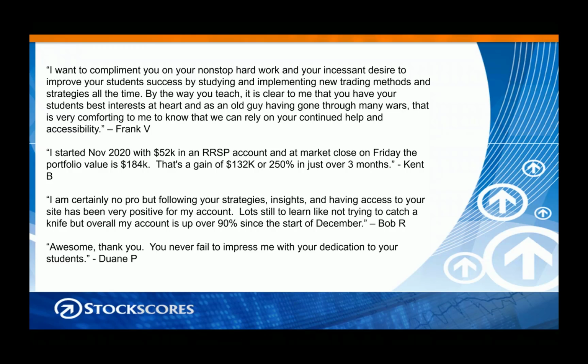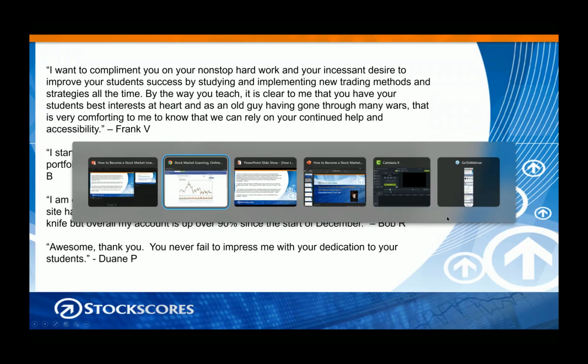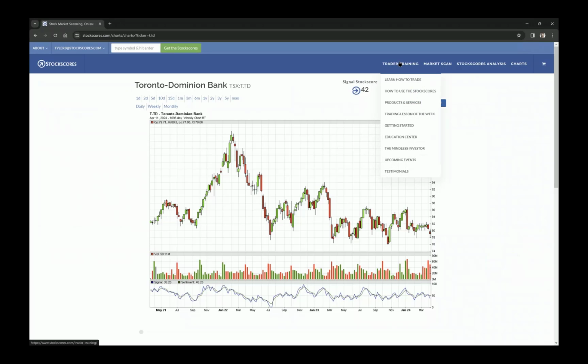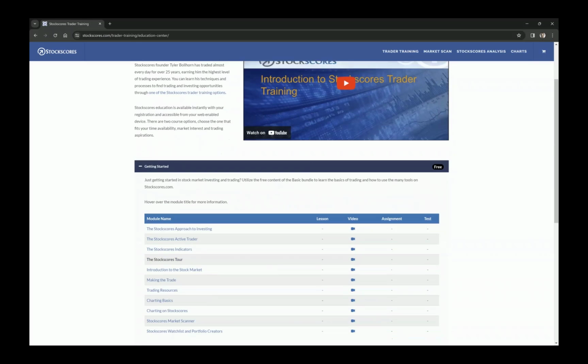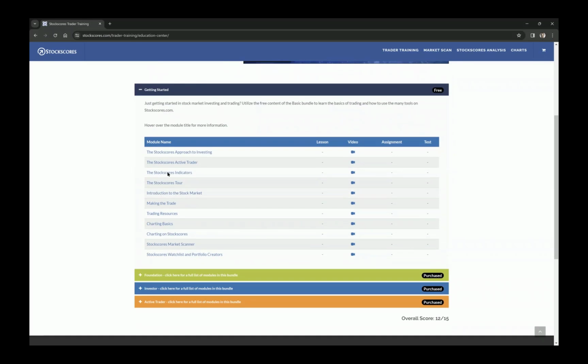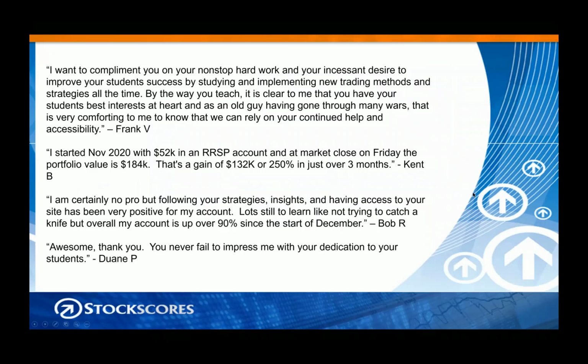Oh, there's a question. Please explain signal and sentiment stock scores. That's a bit of a longer conversation, but I'll show you where there's a video where you can get an explanation. So if you go to Trader Training, go to Education Center, and go to Getting Started right here, there is a video right here, the stock scores indicators, and there's a video that explains it. So just a short little video that'll explain that for you. Okay, I think that's about it.